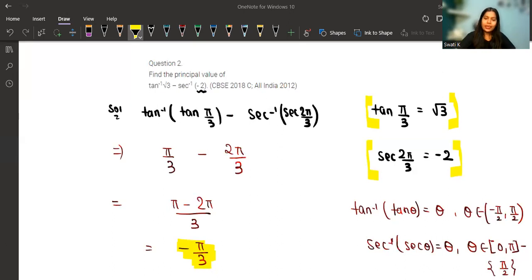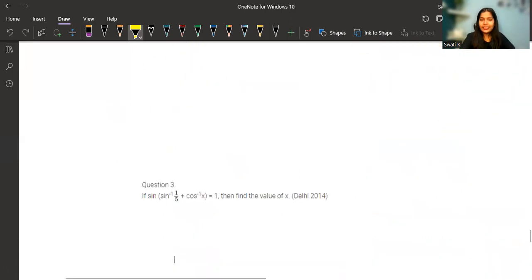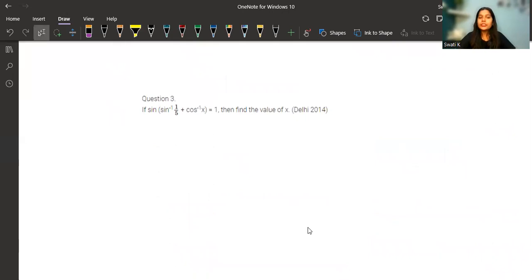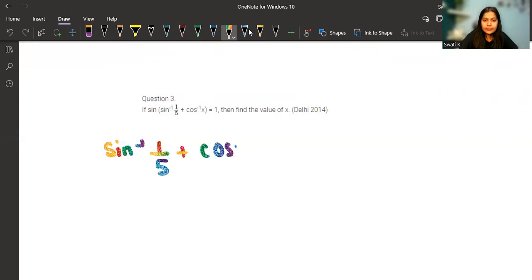All right, now we can move to the next question. The next question says sine inverse 1 upon 5 plus cos inverse x equals 1. Find the value of x. Very simple, I must say. So I can write this as sine inverse 1 upon 5 as it is, plus cos inverse x as it is, and equals. I'm not shifting this sign, if I said that, it would be wrong. It is basically a formula which I'm going to use here. I'll write it on the side.